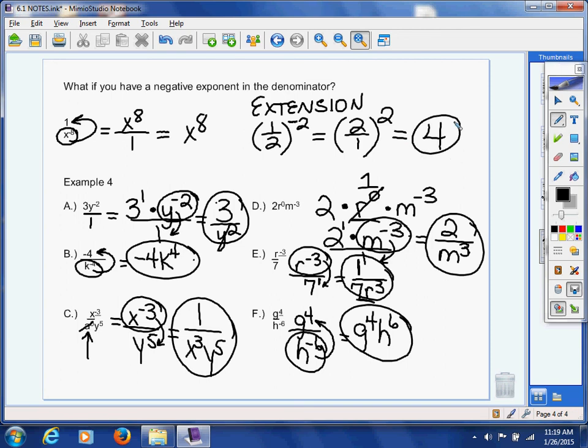Okay? So hopefully that made some sense, especially the extension. I wanted to show you that. That's a little shortcut that I wanted to take the time to delve into, because you might see that in some of your classwork and homework, and I didn't want you to be caught off guard and surprised by that at all. That's the strategy you would use.